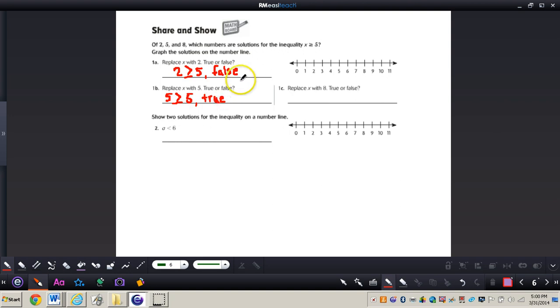Okay, so what we will do, we will graph this on the number line. We will have a circle and fill it in there at the 5.